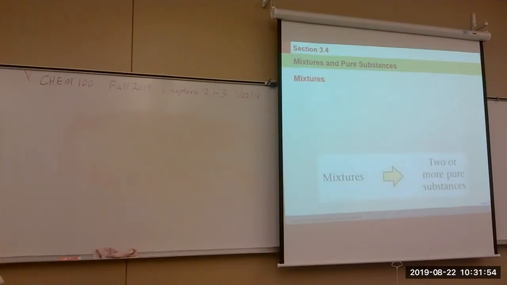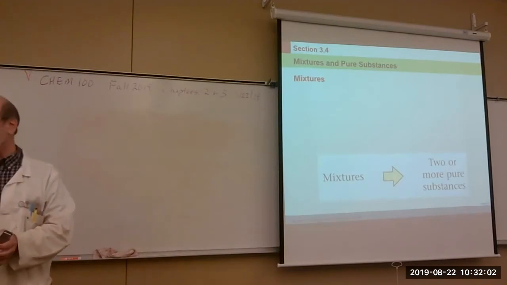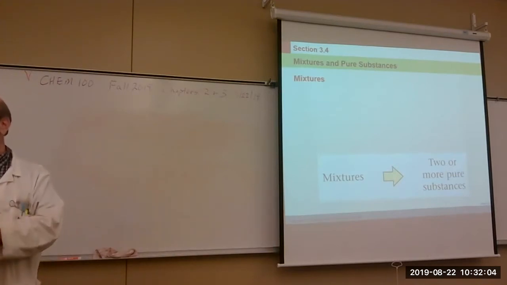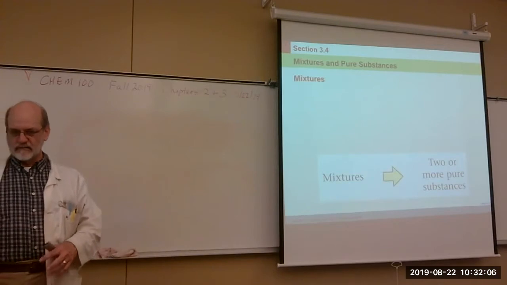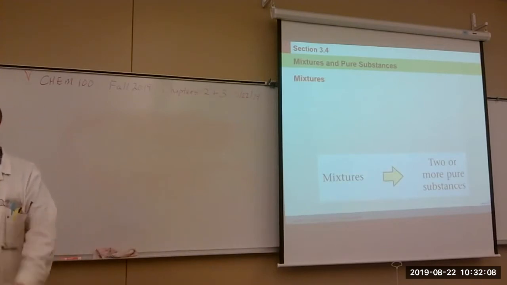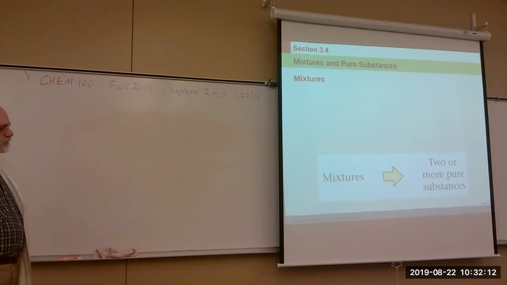Now mixtures: if you get two or more pure substances physically combined, there's no chemical reaction involved. You just mix them together and they're occupying the same space. Then you have a mixture. You can have more than two, but at least two gives you a mixture.